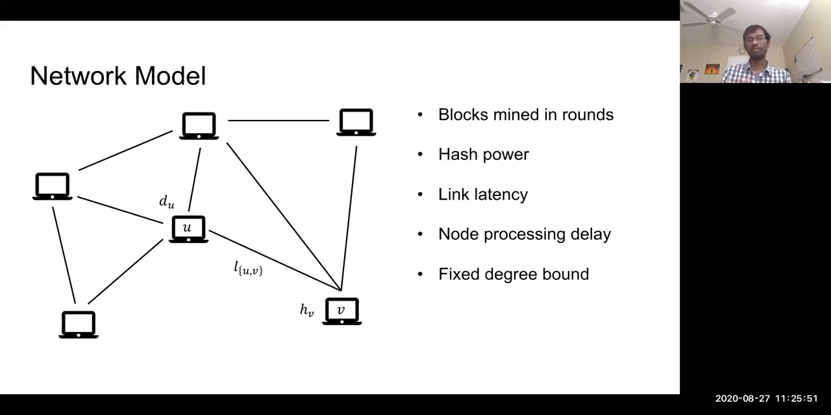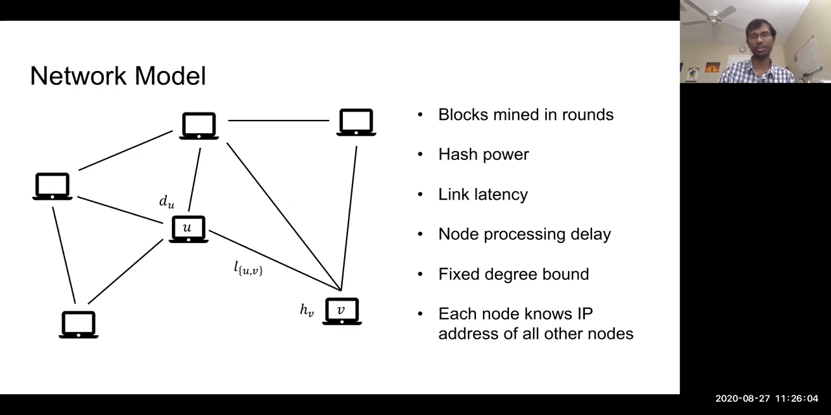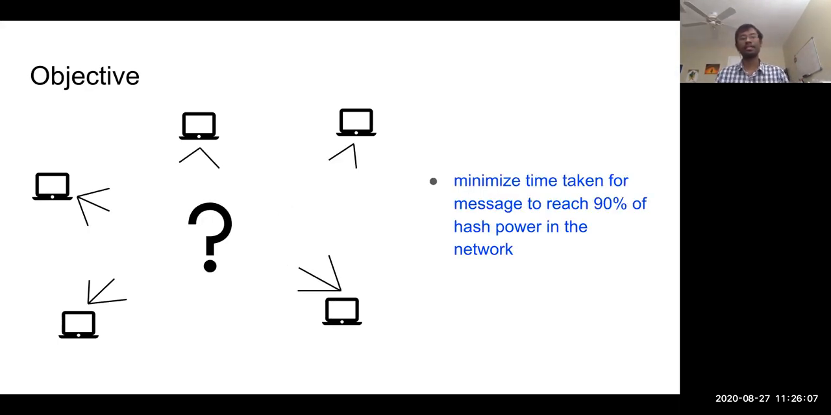We're going to assume that nodes have a fixed degree bound. And for simplicity, I'm also going to assume that each node knows the IP address of all the other nodes in the network. So essentially, it can connect to any node in the network that it wants to. So with this setting, the question now is, how can we design a topology that minimizes the time it takes for messages to reach 90% of the hash power in the network? So essentially, when a block is mined, we want to deliver the block as fast as possible to the other miners.